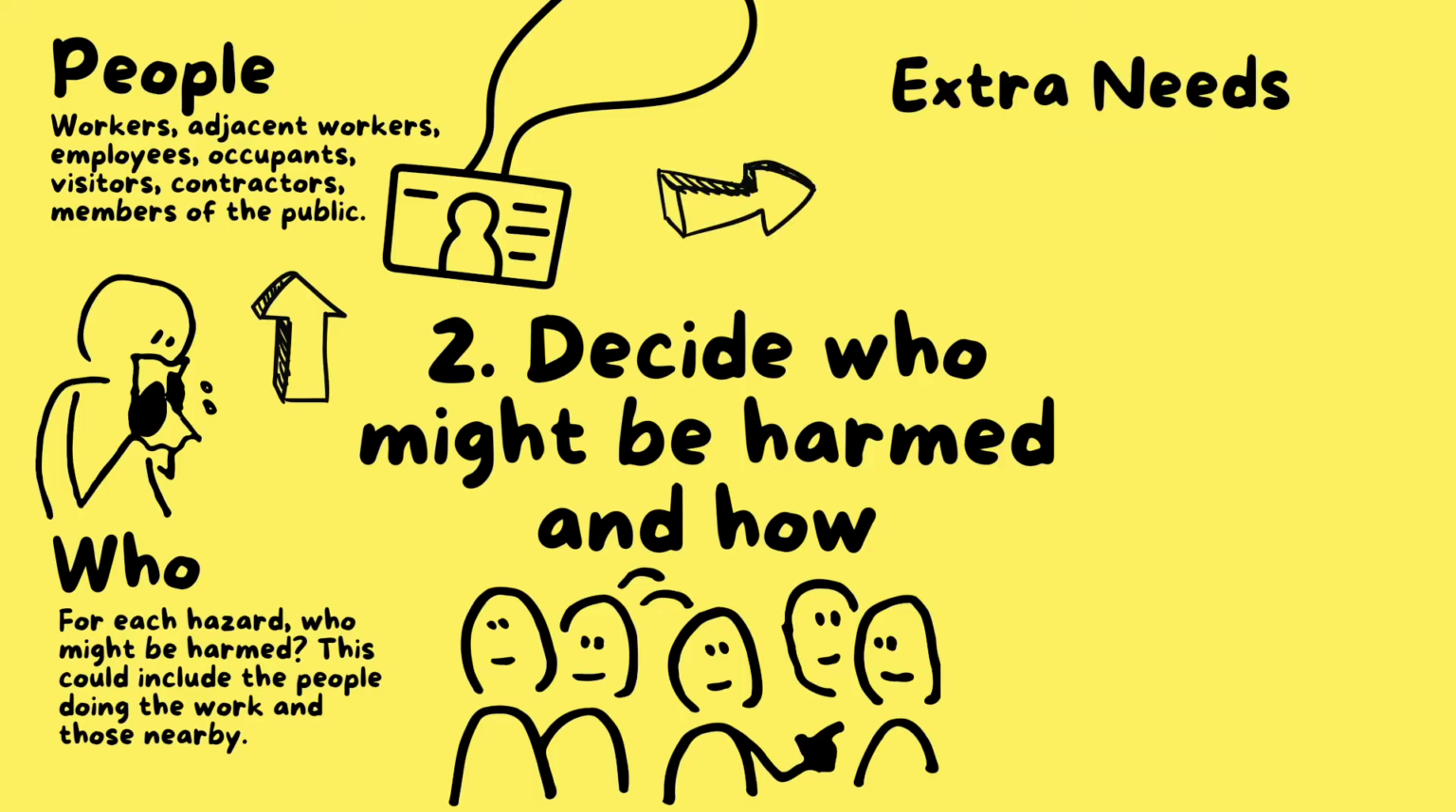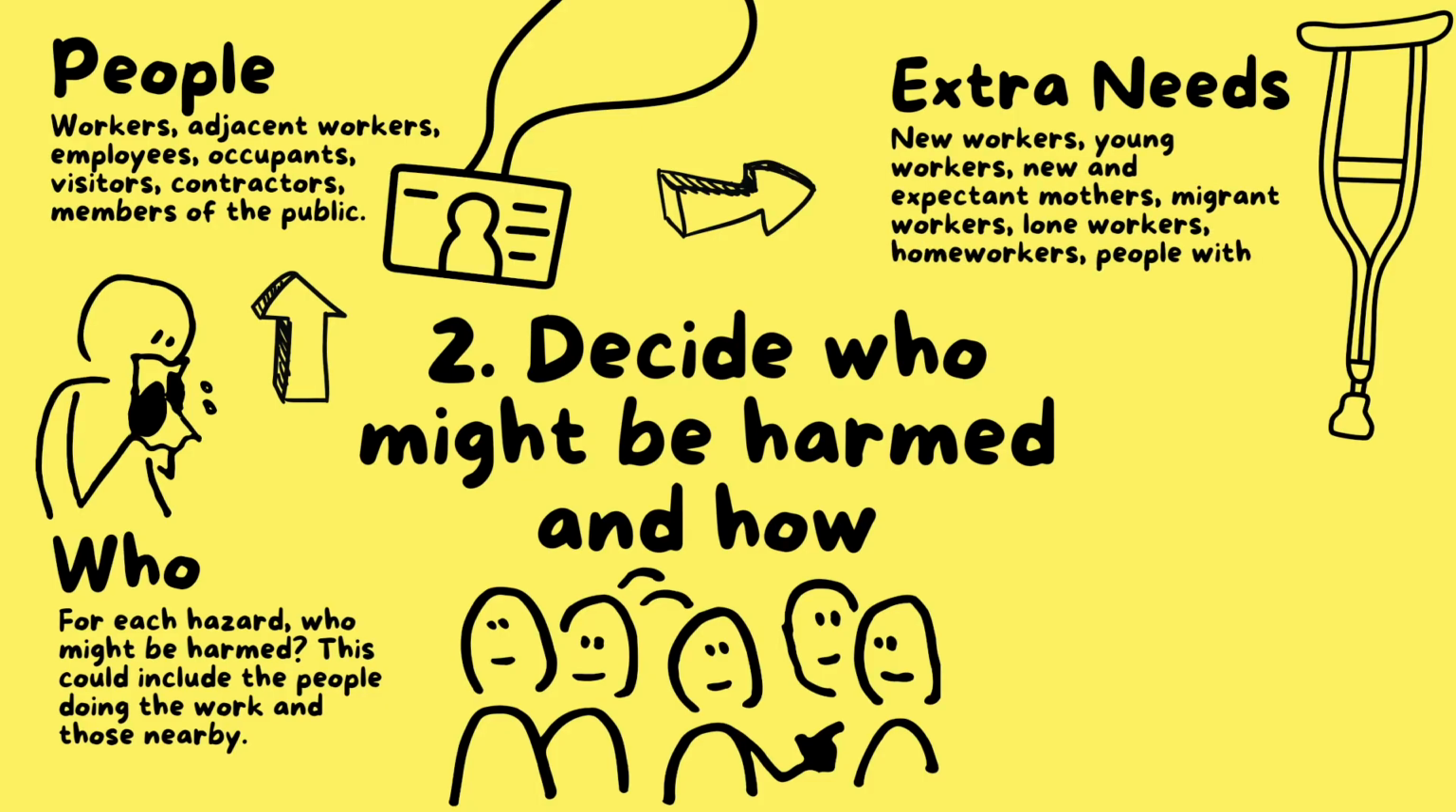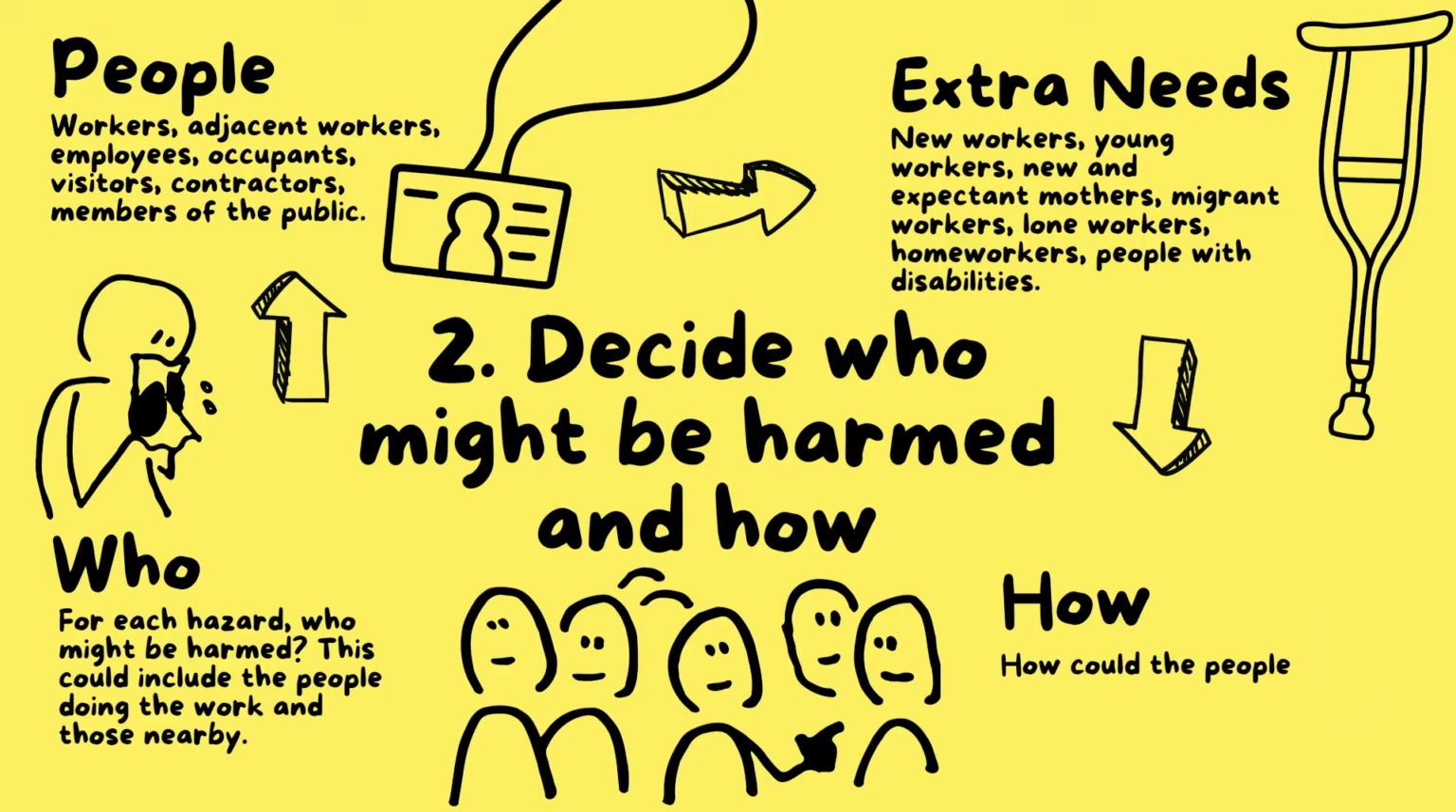Extra needs. People with extra needs may include new workers, young workers, new and expectant mothers, migrant workers, lone workers, home workers, and people with disabilities. How? How could the people identified be harmed? Are there safety risks? Are there health risks?